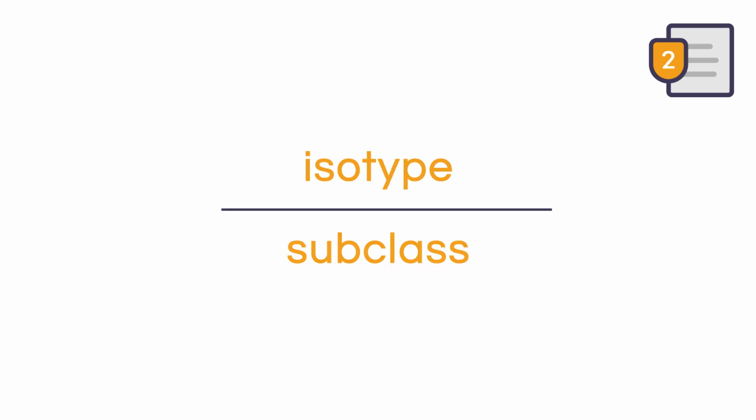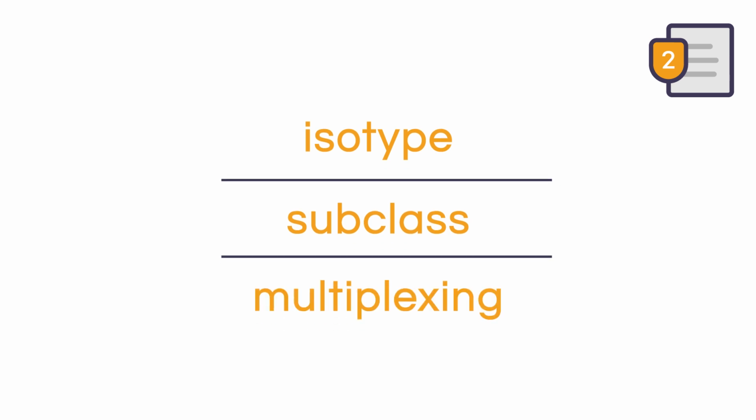Then we're going to take notes of isotype and subclass of that antibody. And if you're planning on multiplexing different targets, you need to make sure that the isotype and subclasses will work well together. If you're planning on multiplexing two proteins that have a similar molecular weight, you want to make sure that you can image them on two different wavelengths.